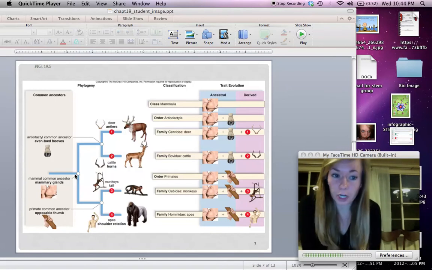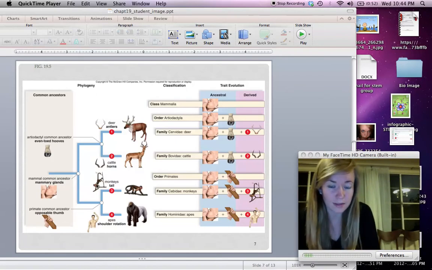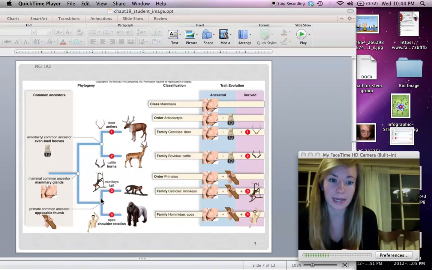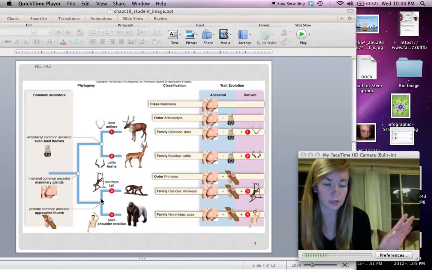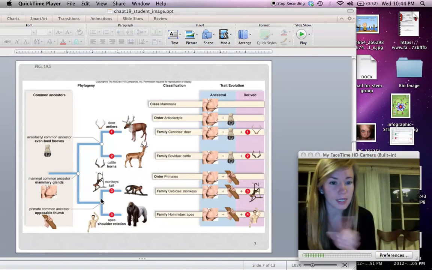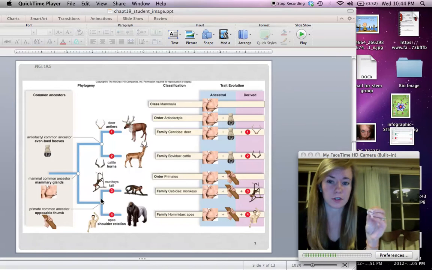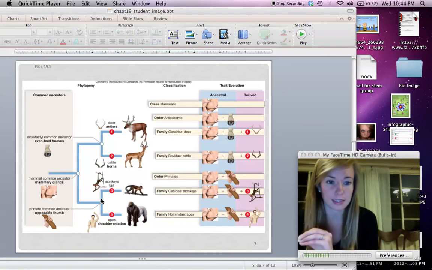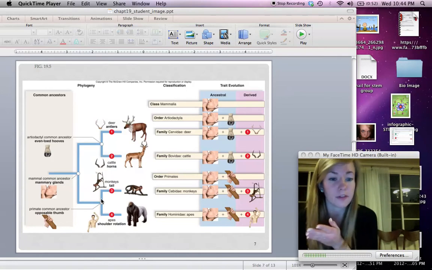But this is a relative term because it's derived within mammals, but if we're looking at just the clade of primates, so all primates as a whole, in that case, opposable thumbs is an ancestral trait because the primate common ancestor had it. Same thing with Artiodactyla. Within mammals, even-toed hooves is a derived character, but within Artiodactyla, it's an ancestral character because their common ancestor had it. So then it breaks down further. If we're looking at Artiodactyla, the ancestral trait is even-toed hooves. The derived characters would be antlers for deer, for the Cervidae, and horns for the family Bovidae.